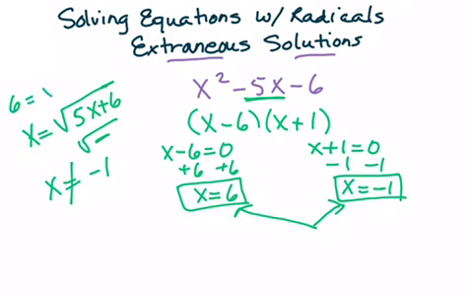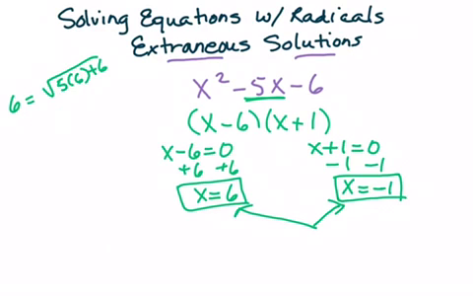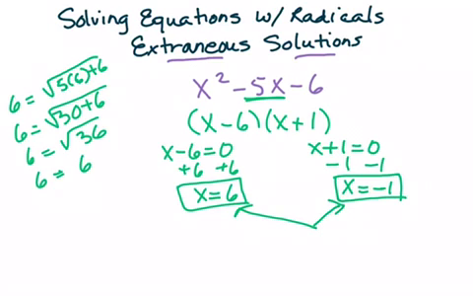6 equals radical 5 times 6 plus 6. Well, when I solve that, watch this. 6 equals, 6 times 5 is 30, plus 6, all under the radical sign. 6 equals radical 36. Well, doesn't radical 36 equal 6? And 6 does equal 6. But if I were to plug that negative 1 back in there, it wouldn't work. All right, let me give you one more problem like this.